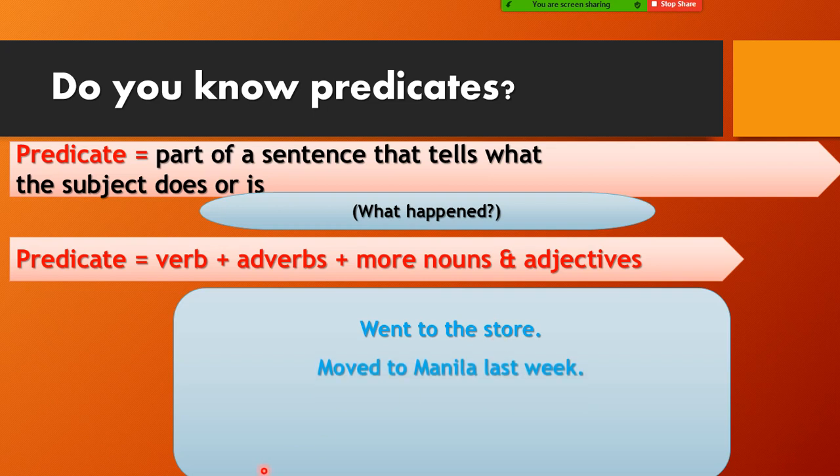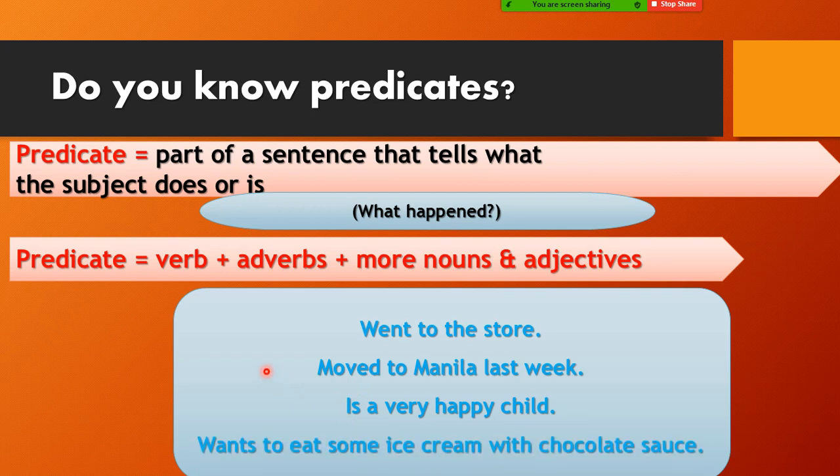Another example: moved to Manila last week. Or when you say, for example, Noor is a very happy child. This is a complete sentence. But "is a very happy child," all this we will call a predicate. Where is the verb itself? The verb is "is." Did you get the difference between a predicate and a verb? So which is part of the other? The verb is a part of the predicate. Excellent. That's the difference between the predicate and a verb.